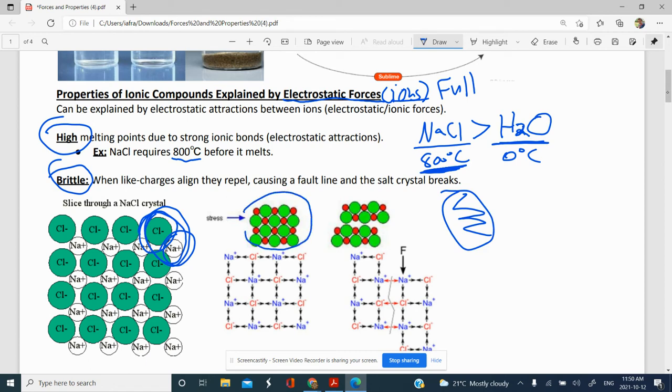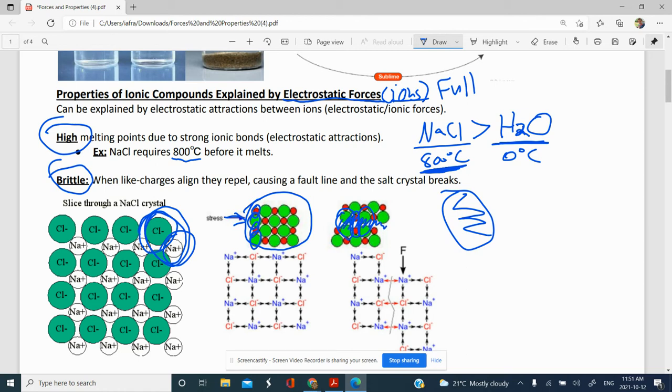So here's my ionic crystal. Normally you'll see that you have negative aligned with positive, aligned with negative, aligned with positive, and they're all attracted to each other that way. Now, if I hammer it, that's the stress. If I hit it, I shift the parts of the crystal structure. Notice that I have two of the same charges aligned now. Same thing here, two of the same charges aligned. And so they would repel each other. And that's what causes the cracking.